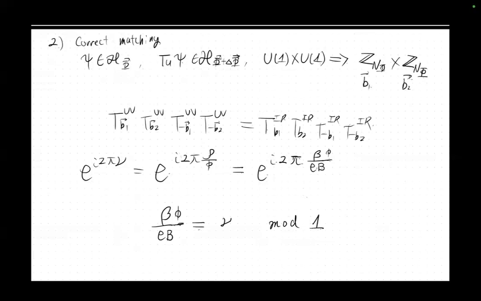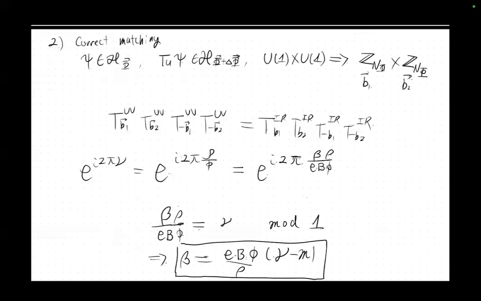So this in turn actually gives us a condition. I'm now realizing I messed up a factor. I apologize. This should be phi over here, and then this should be phi over here. This gives us a condition that beta is equal to EB phi over rho, and then nu minus m. So this is a constraint we get from anomaly matching.